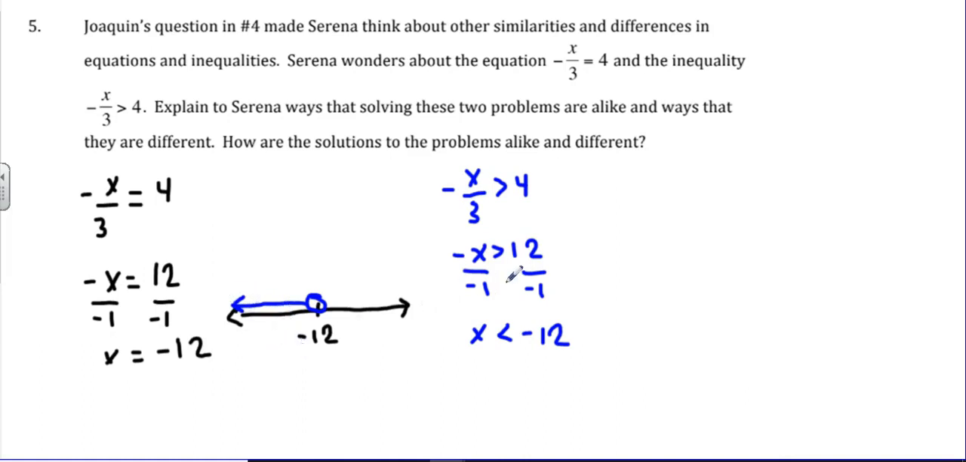So the steps are the same, with the exception of remembering to flip the inequality sign for the inequalities since we divided by a negative 1 on both sides of the inequality. And the solutions, even though they are both relating x to negative 12, are different. X is equal to negative 12 is just one value. X is less than negative 12 contains an infinite number of values, or x is any number that's less than negative 12. Like negative 15 or negative 20, negative 100, and so on.